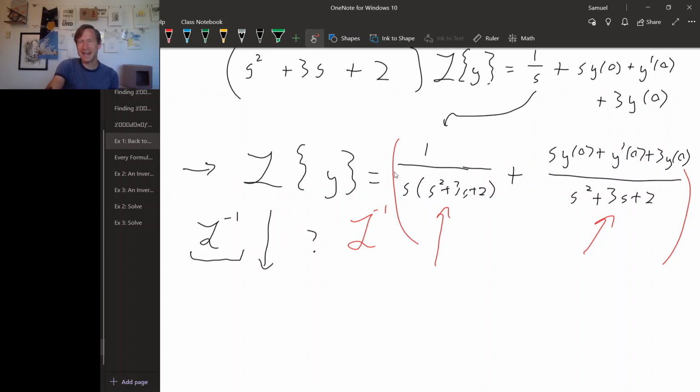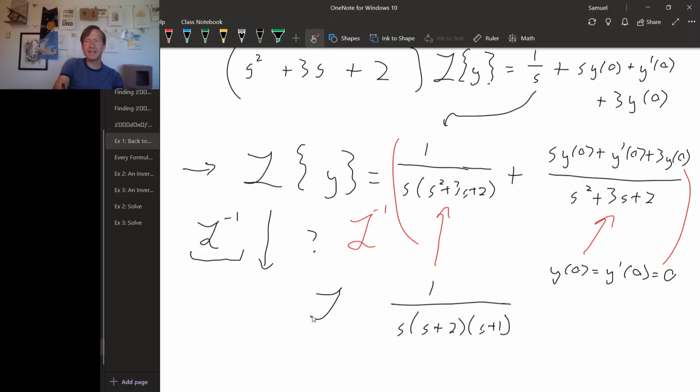Right now it looks like there might be no way that we can do that, but if you look carefully at this rational expression, it's 1 over s times s squared plus 3s plus 2. That's s plus 2 times s plus 1. For this term with all the initial conditions, let's just suppose, for the time being, that all our initial conditions are 0, so that we don't have to deal with this extra term over here, although we'll see that it works out similarly to the first part.